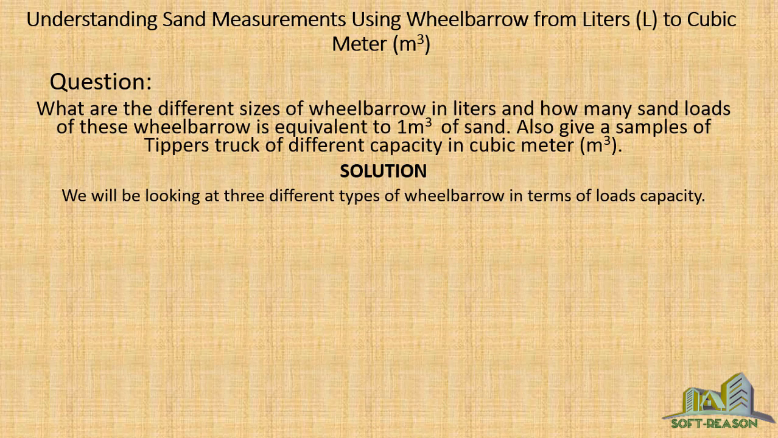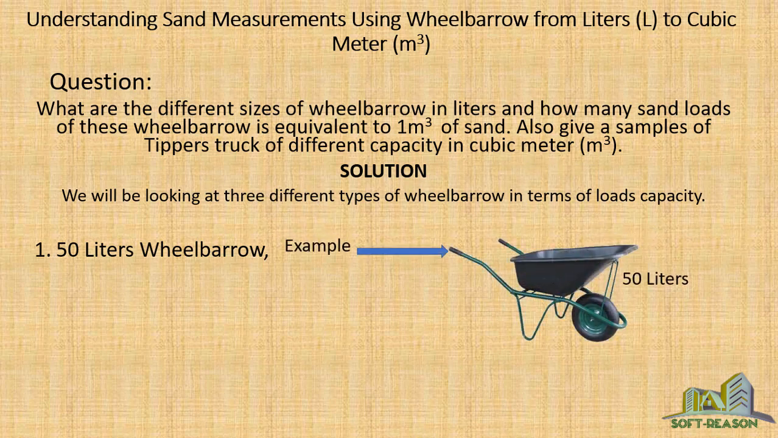We will be looking at three different types of wheelbarrow in terms of load capacity. The first type of wheelbarrow is 50 liters wheelbarrow. Now, I want to bring to your understanding that the wheelbarrow we mostly use at the construction site are basically manufactured in liters. And so in this particular presentation, we'll be looking at three types of this kind of wheelbarrow in terms of their capacity. So the first one is the 50 liters wheelbarrow. An example of that is this kind of wheelbarrow.